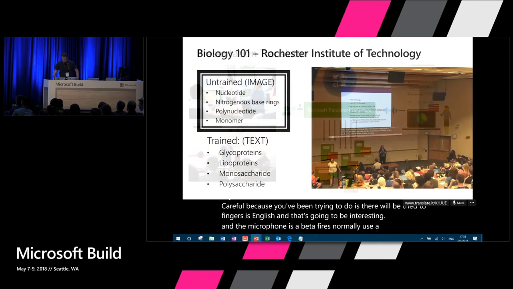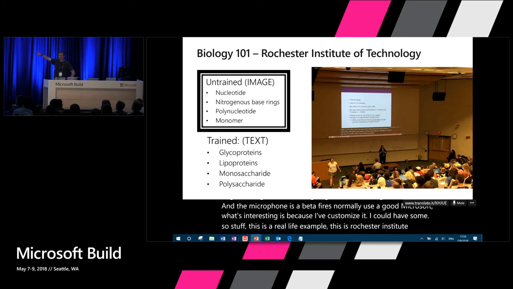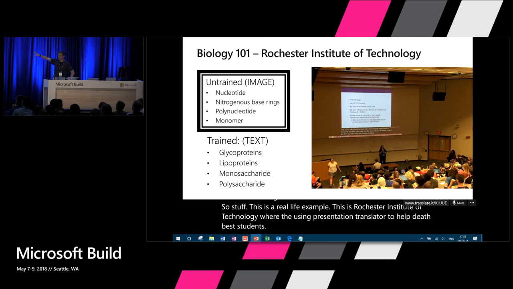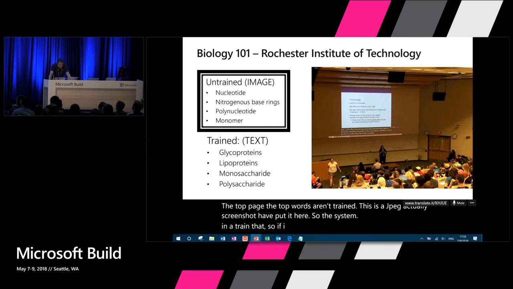What's interesting is because I've customized it, I can do some cool stuff. This is a real-life example. This is Rochester Institute of Technology, where they're using Presentation Translator to help deaf students in class. The top words are untrained. This is a JPEG. I took the screenshot and I put it here. So the system cannot train that. So if I say nucleotides, nitrogenous-based rings, polynucleotide, monomer, oh, this one got it.